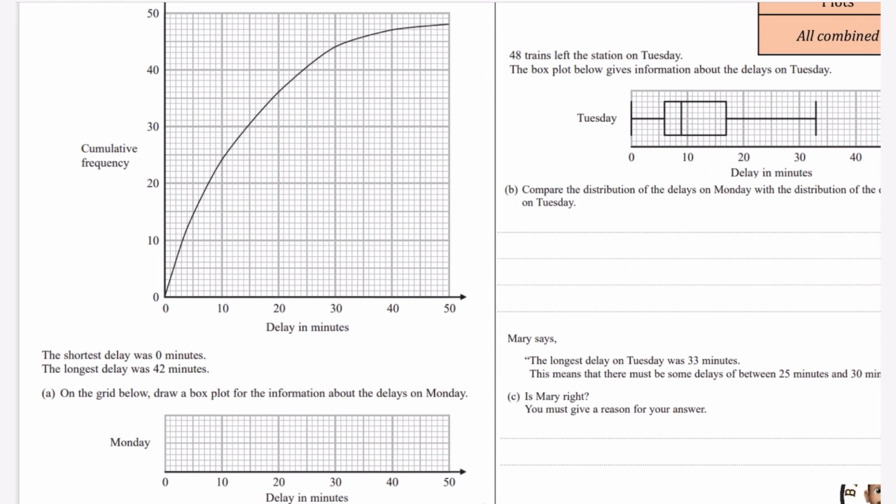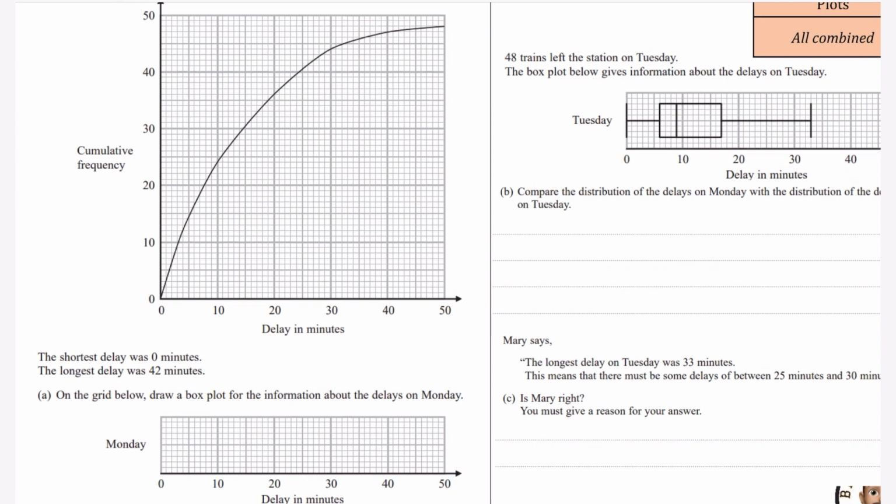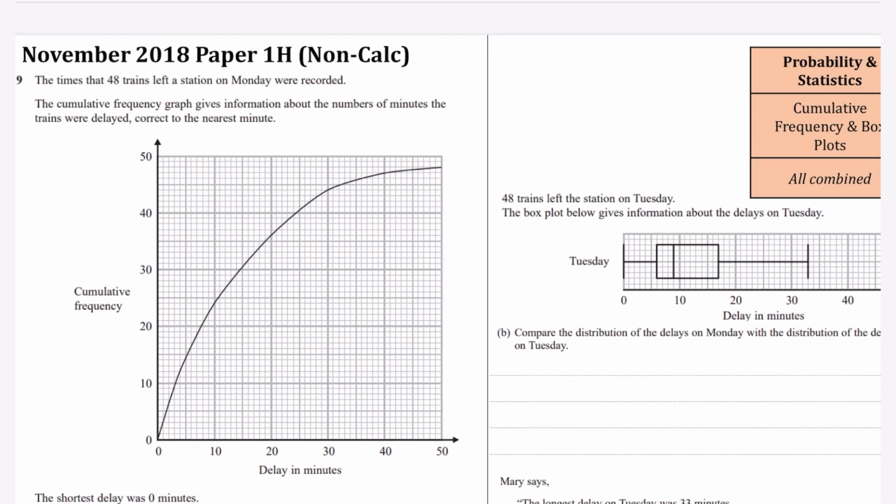Now I'm going to zoom in so that we can hopefully see these at the same time. What I'm going to do is actually just begin by saying that the shortest delay was 0 minutes. I'm going to put that onto our box plot that we've got. So I'm going to say that for Monday, we're just going to say that there's a 0. I don't mind doing it at the top of the grid, that's perfectly fine. And the top is 42. Now I'm going to find the other values that we've got. So I'll begin by doing the median. Now it looks like there are 48 trains, right?